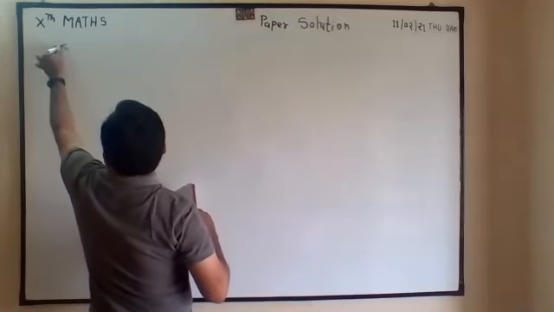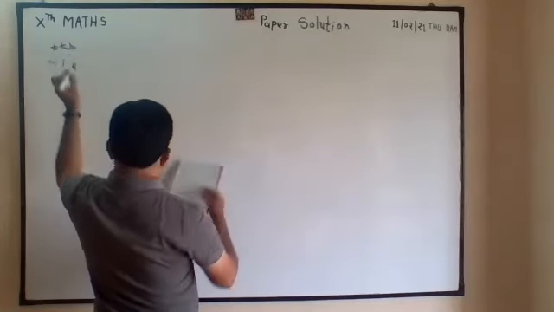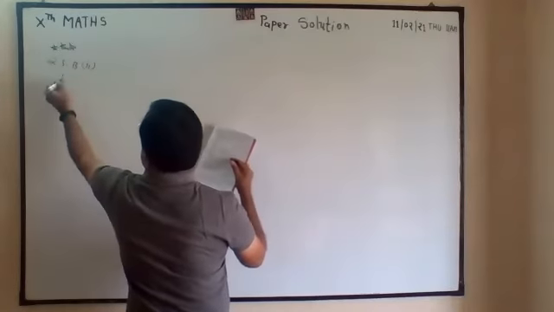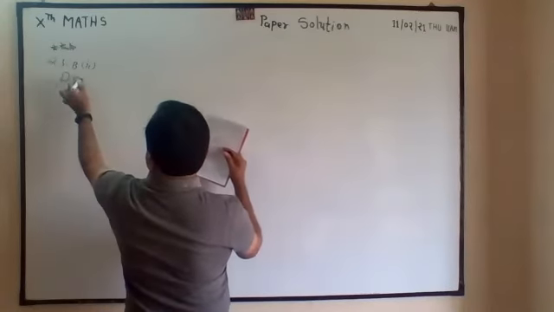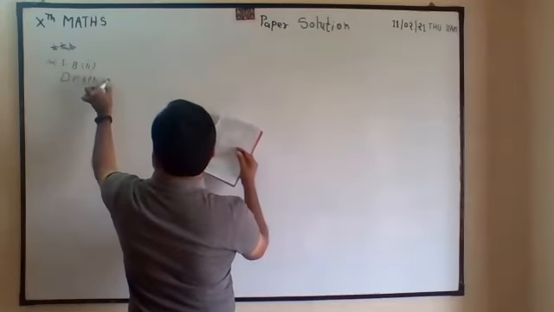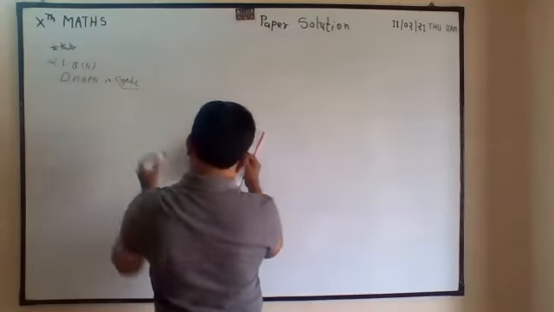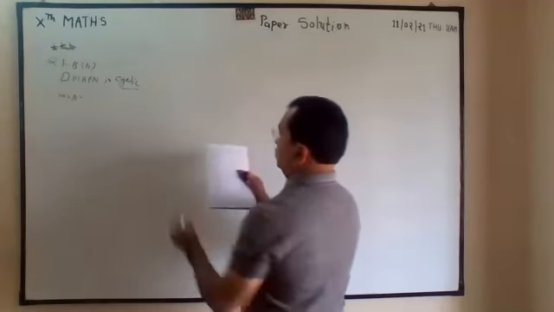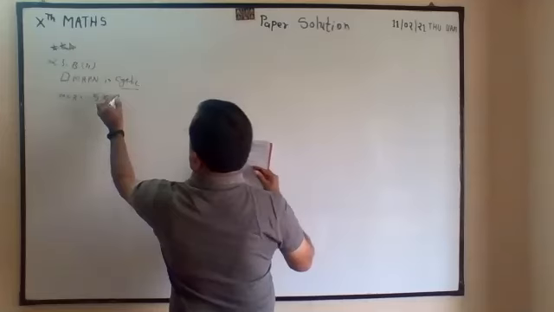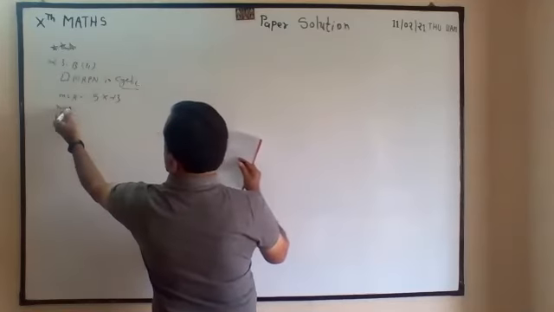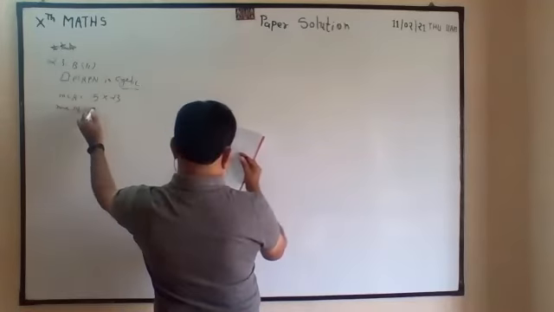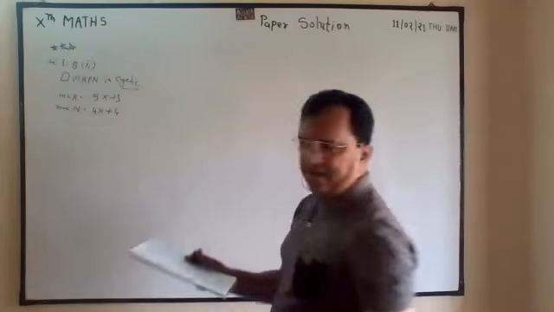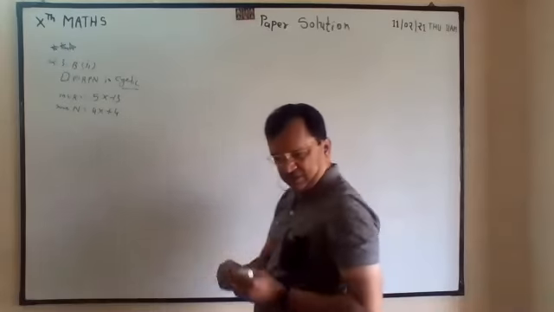Very important. Question 3b2. So quadrilateral MRPN is cyclic. Measure angle R is equal to 5x minus 13. Measure angle N is 4x plus 4. Find both the angles R and N.